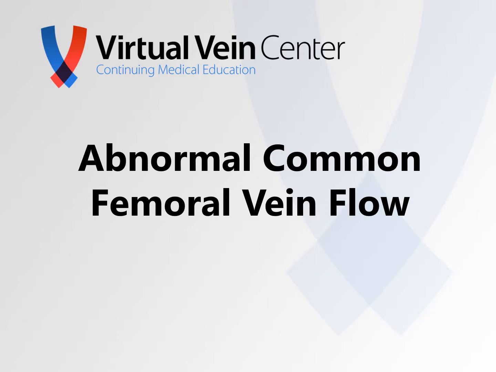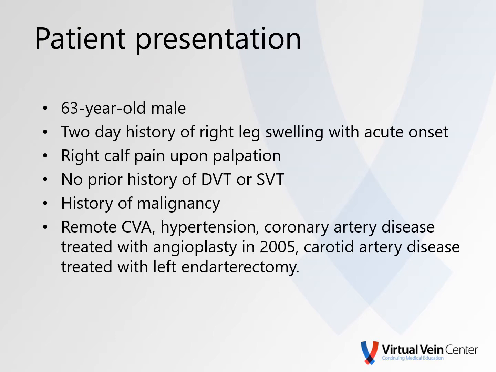How's everybody doing today? Here's a quick case of an abnormal common femoral vein flow. This patient was a 63-year-old male who presents with a 2-day history of right leg swelling with acute onset. He also had right calf pain upon firm palpation. He had no history of prior DVT or superficial venous thrombosis. However, he did have a history of malignancy. He also had a fairly extensive history of arterial disease, as can be seen.